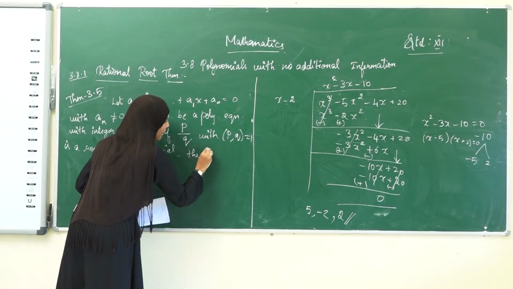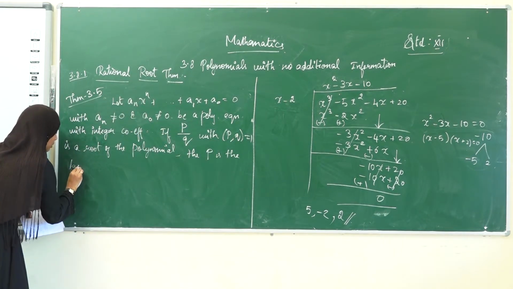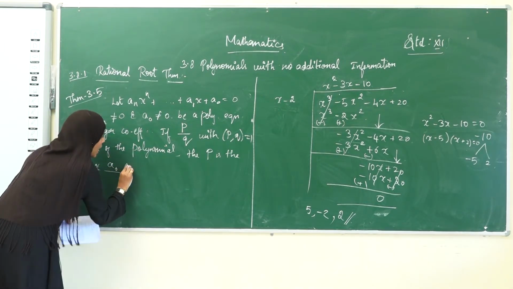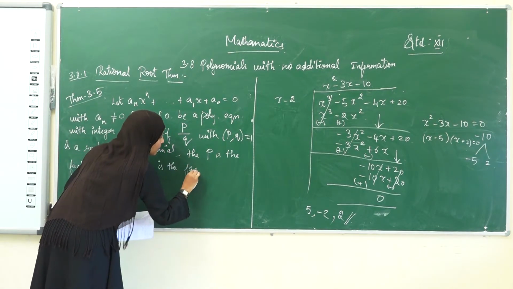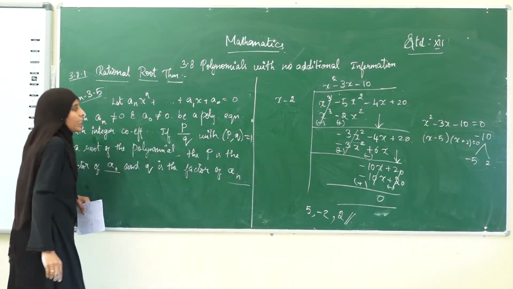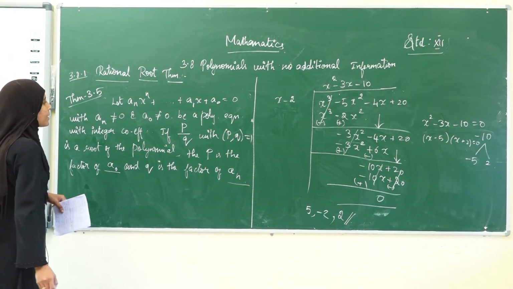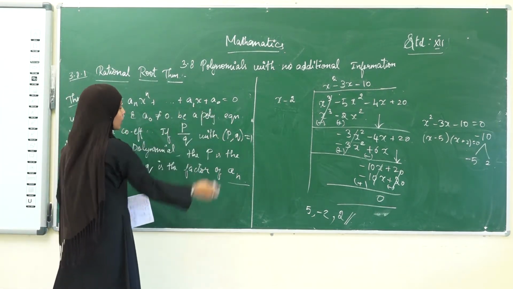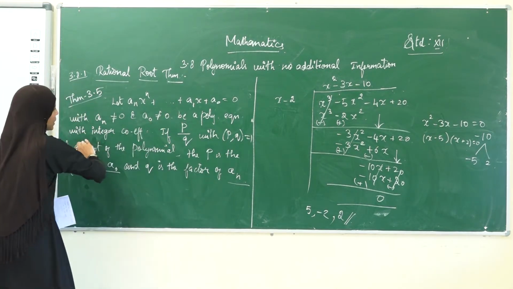then p is a factor of a_0, which is the constant term, and q is a factor of a_n, which is the coefficient of the leading variable. Okay, what have they given? Let us see the statement. Let a_n x^n plus etc. plus a_1 x plus a_0 equal to 0, with a_n not equal to 0 and a_0 not equal to 0, be a polynomial equation with integer coefficients.